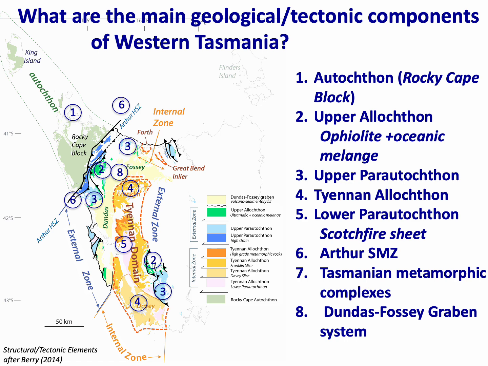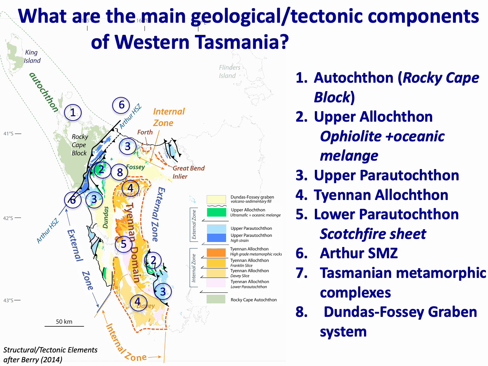The small relics of the ophiolite and oceanic melange, bright green, circled element 2, is the upper part of the upper allochthon. Low-grade allochthonous to parautochthonous units beneath the ophiolite, the unit formation, are shown by the light blue units, circled element 3. The major allochthon is the Tyennan Domain, shown in shades of orange, as circled element 4. This is the focus of the talk.